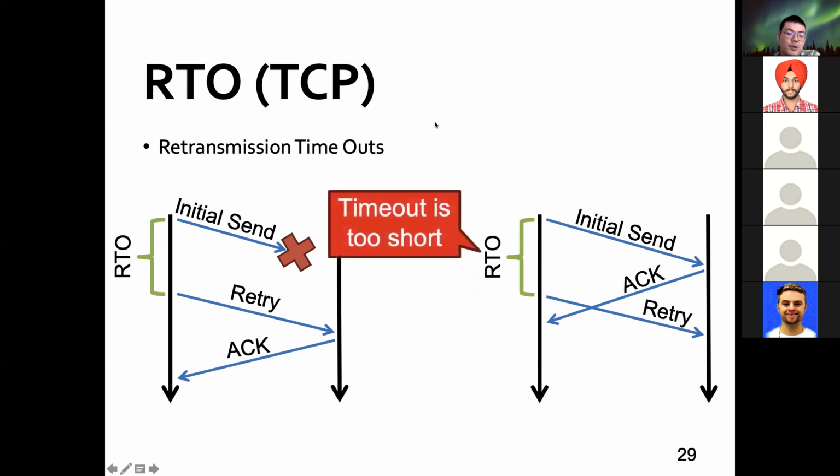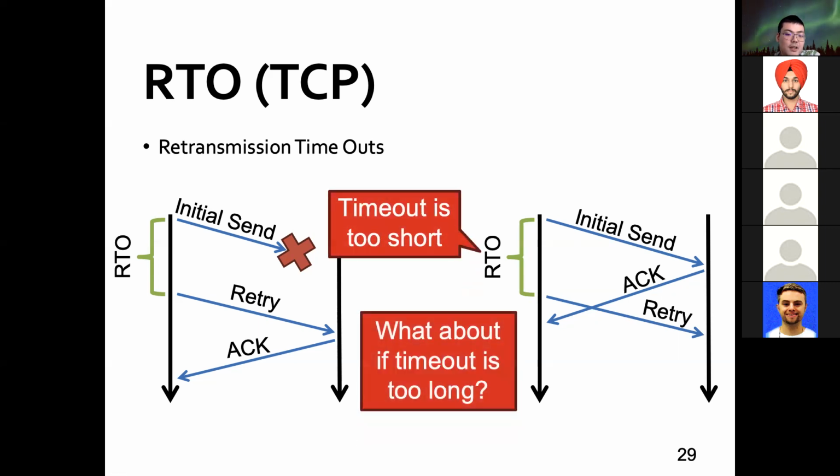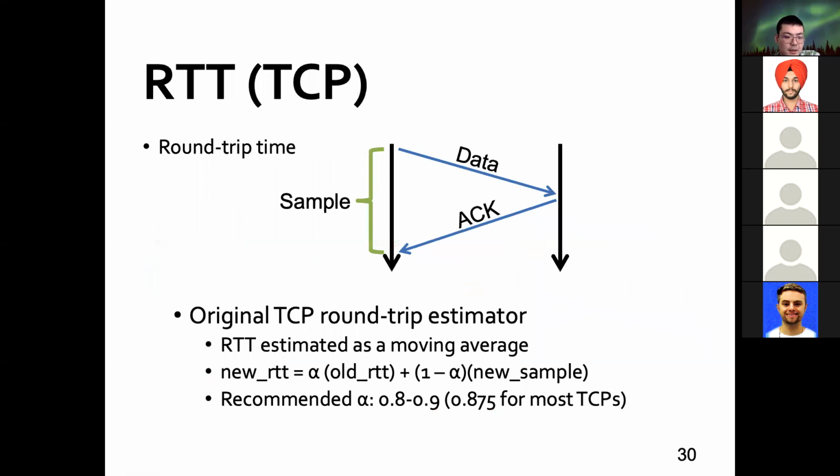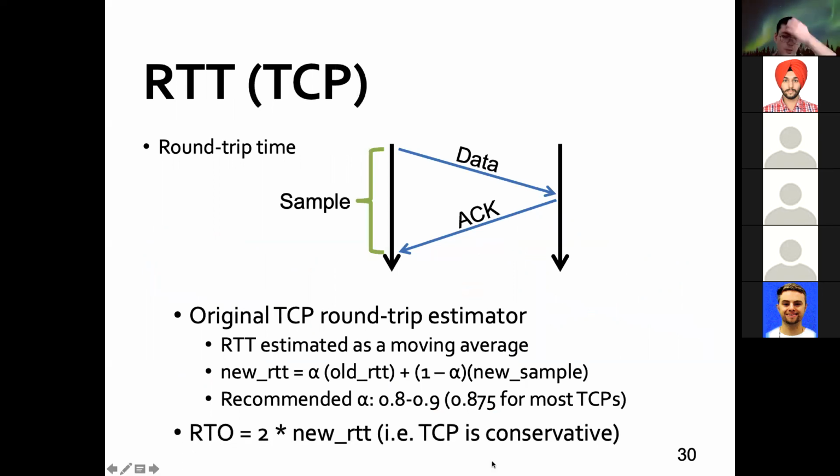So in order to avoid this case, we need to estimate the round trip time. The RTO is set to be twice the round trip time. So how do we estimate the RTO? We are using smoothing over time, a so-called moving average.